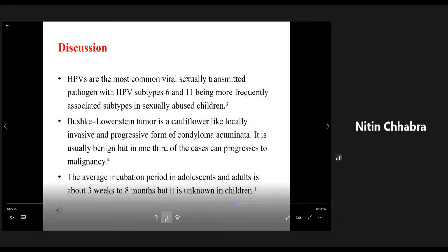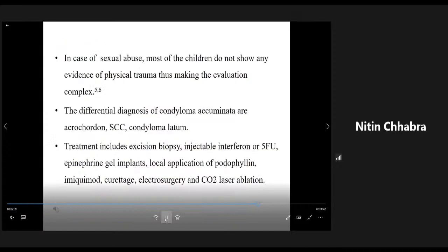Buschke-Löwenstein tumor is a cauliflower-like, locally invasive and progressive form of condyloma acuminata. It is usually benign, but in 1/3 of the cases it can progress to malignancy. The average incubation period in adults and adolescents is about 3 weeks to 8 months. In case of sexual abuse, most of the children do not show any evidence of physical trauma, thus making the evaluation complex.